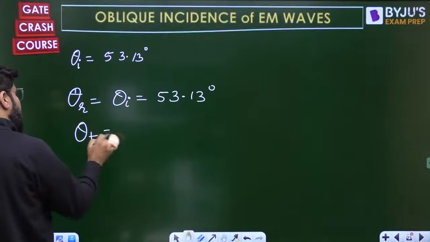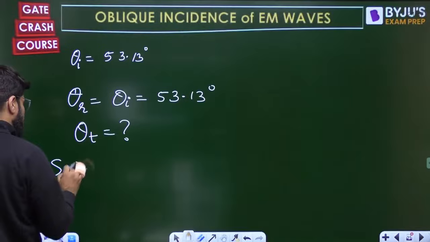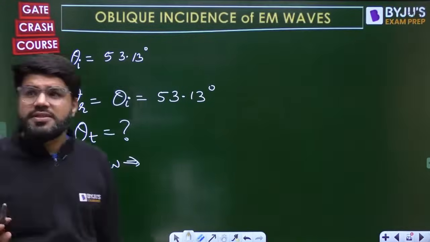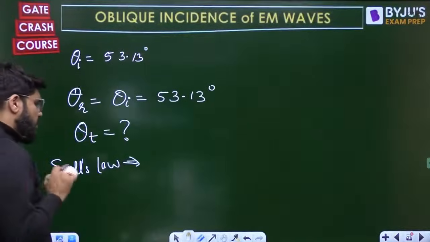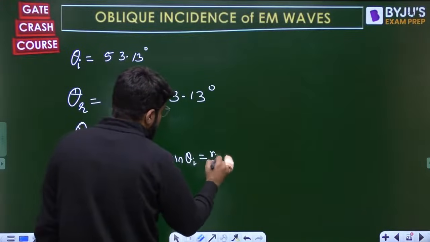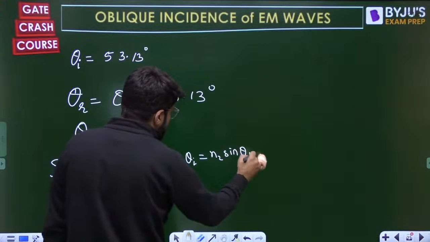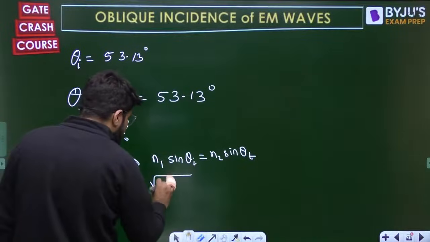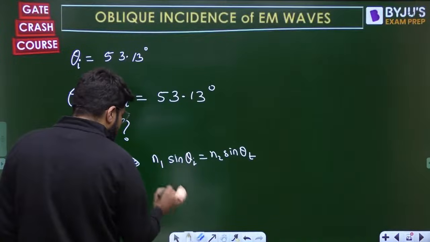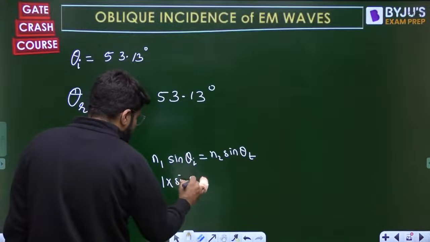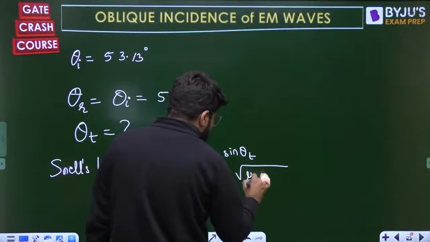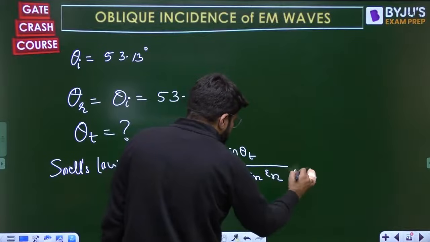But what about theta t? For theta t, I will go and apply what? Snell's law. Let me tell you that you can also expect a question individually on Snell's law. Snell's law says that n1 sine theta I is equal to n2 sine theta t, right? n is given by the formula root over of mu r epsilon r. The first medium is air, so the refractive index of air is 1, into sine of 53.13 degree, is equal to n2, which is root over of mu r2 epsilon r2, into sine theta t.